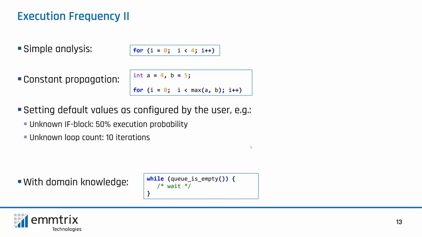What are other options? Domain knowledge is something that is very useful. If we know what a typical case is, for example, if we have in the code a while loop, queue is empty, then basically wait. What we are interested in with the static performance estimation is the typical case, so the average case and the average runtime. For the average one, we can assume that the queue is not empty.